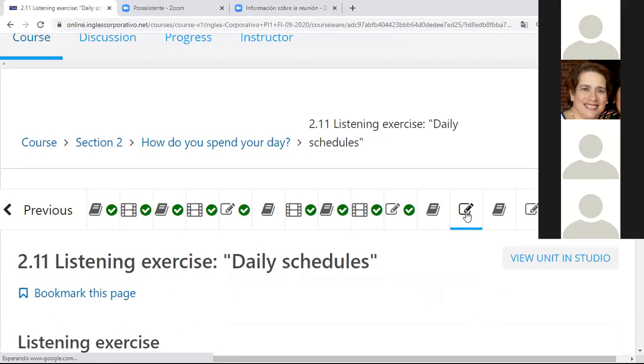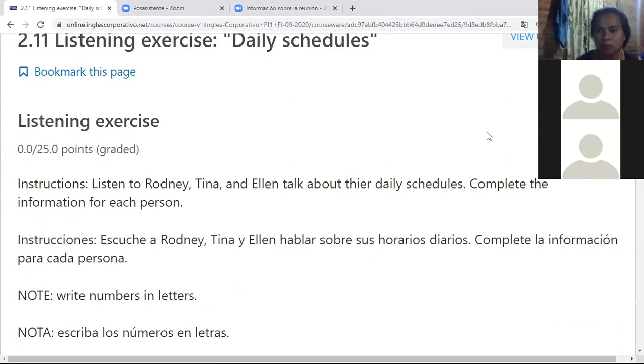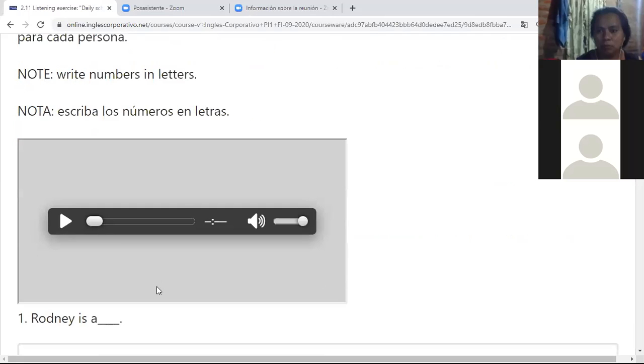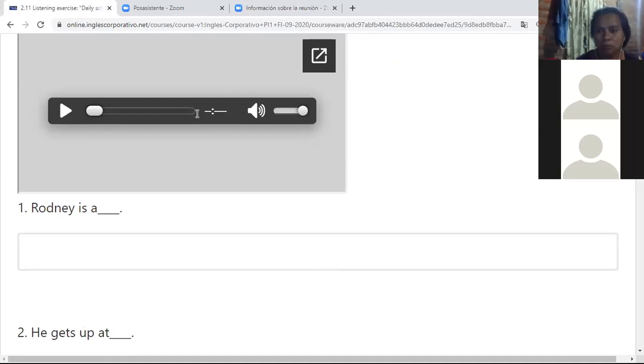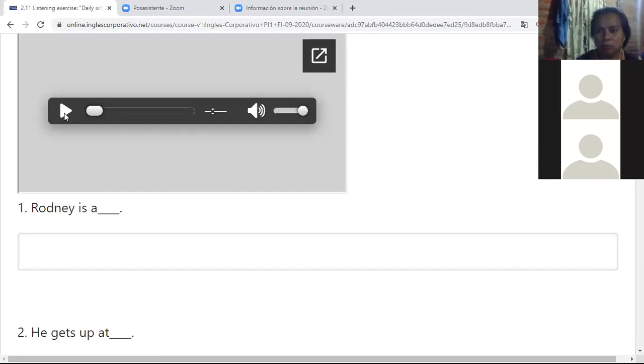Listen, right? Daily exercise, daily schedules. Listen to Rodney, Tina, and Helen talk about their daily schedules. Aquí tenemos tres personas hablando de sus horarios diarios, daily schedule, right? Complete the information for each person. Right? Write numbers in letters. Los números los vamos a escribir en letras. Son lo que dice aquí. Okay. Now let's start reading, right? Ronnie is a, he gets up, he gets home, right? He goes to bed. Tenemos cuatro oraciones de Ronnie. Listen, please.